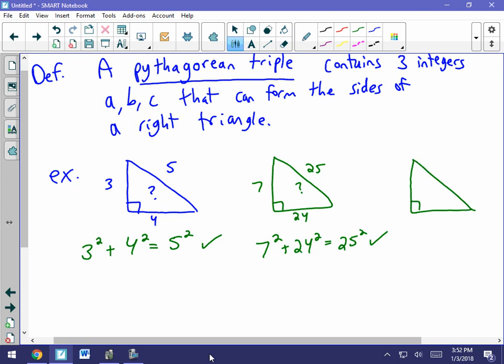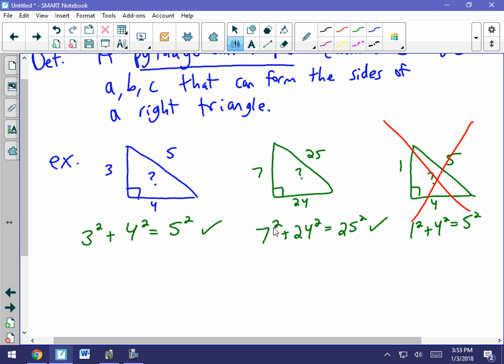Like what if I wanted to make a right triangle where the sides were 1, 4, and 5? If I tried the Pythagorean theorem, 1 squared plus 4 squared, is that equal to 5 squared? So 1 plus 16 would be 17. That does not equal 25. All right, so this does not work. So that is not a Pythagorean triple. Pythagorean triples have to work in the Pythagorean theorem, basically, so that they can form the sides of a right triangle.